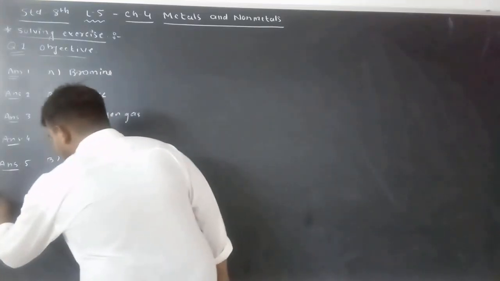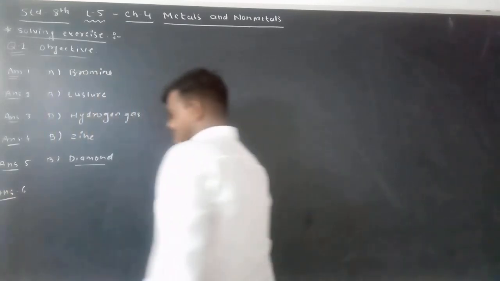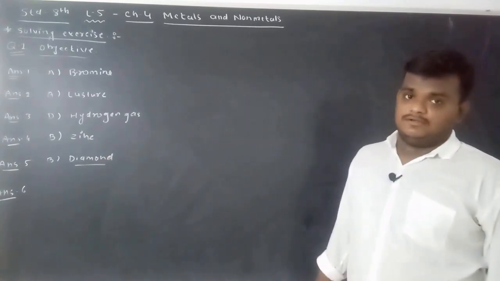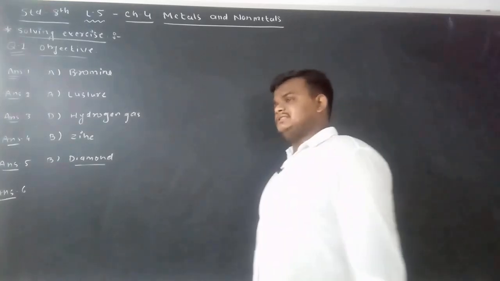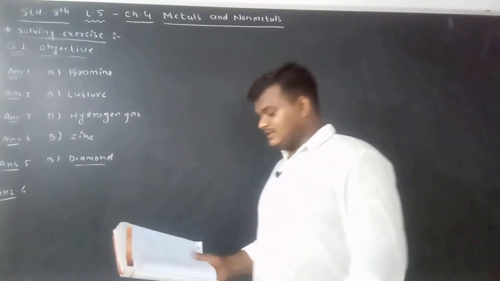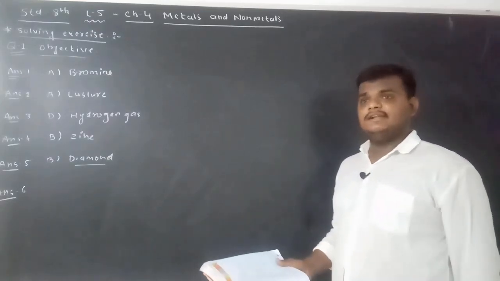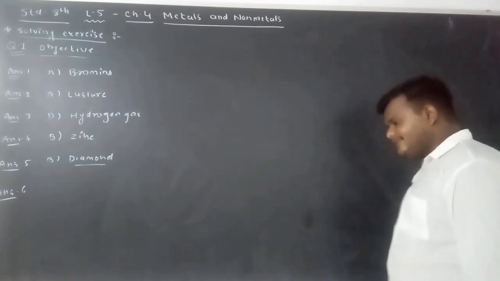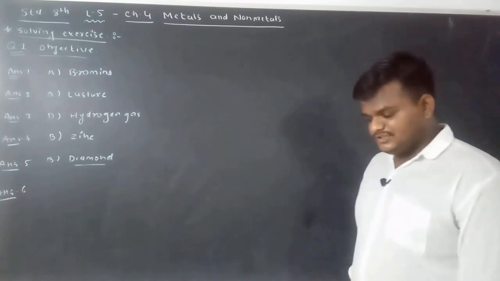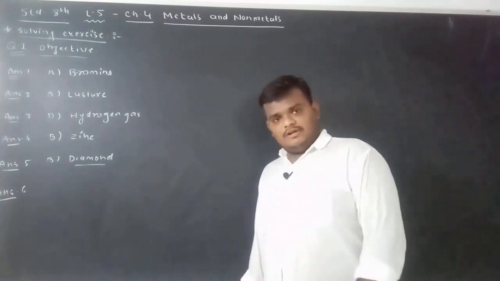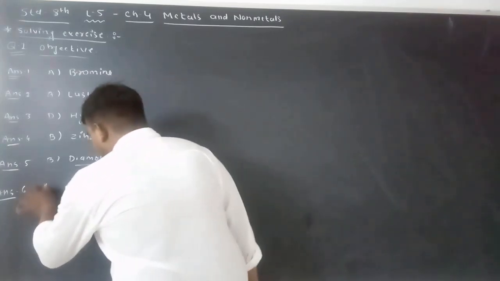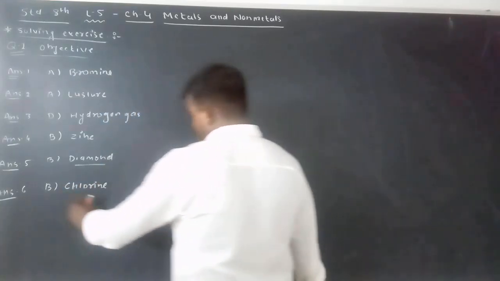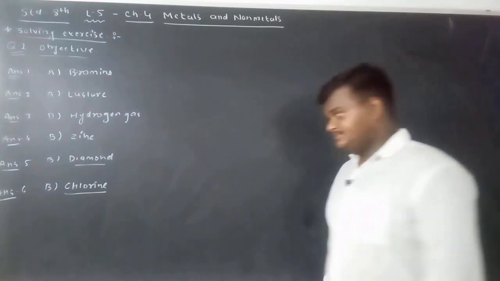Now what is given in question number 6? Question number 6 says a non-metal which is a gas at room temperature. Which non-metal is a gas at room temperature? Let's look at the options. Sulfur is not a metal but it is solid at room temperature. Chlorine, bromine and phosphorus. Bromine is available in liquid form at room temperature, while phosphorus is solid. So option B, it is chlorine. Chlorine is available in gaseous form at room temperature.